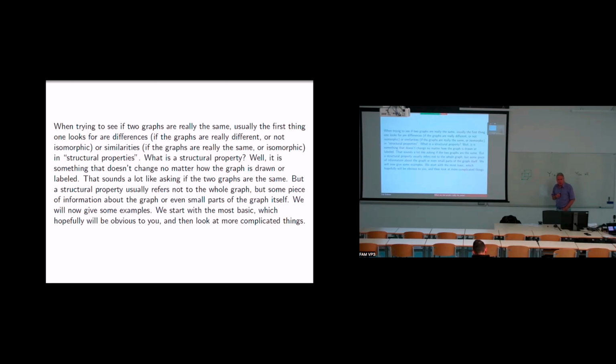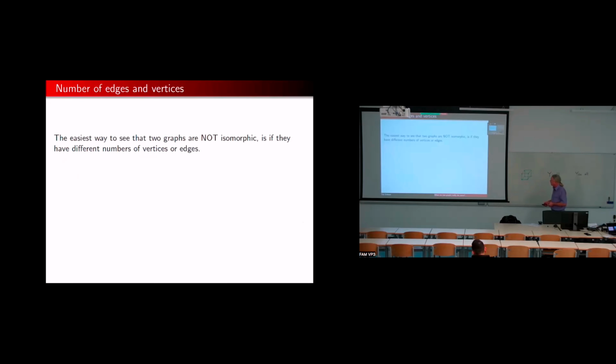We're going to start with the easiest things, and hopefully these are going to be obvious to you, and then we'll look at things that are not so obvious. Now, the first things that we're going to start with, they don't tell you anything about when two graphs are isomorphic. We're going to get two easy sort of tests to see if graphs are not isomorphic. So the easiest way to tell if two graphs are not isomorphic is if they have different numbers of vertices or edges. Because if you think about redrawing a graph, that's not going to change the number of edges you have or the number of vertices.